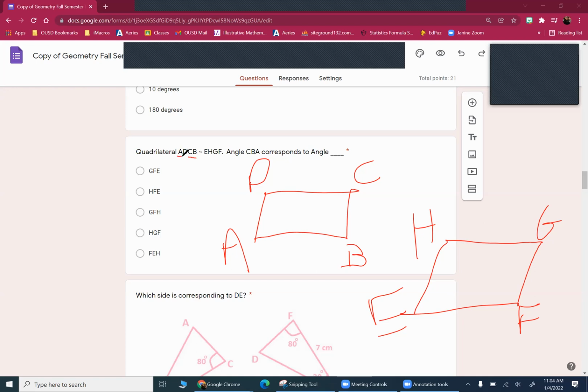CBA, B is the actual vertex that we're talking about, and these things are matched up in order. So it's got to match up to GFE. So it's got to match up to angle F, which you'll notice, what is that? Angle B definitely matches up to angle F, which can be named either GFE or it can be named EFG. It can be named either way. So GFE is the correct answer. All right.